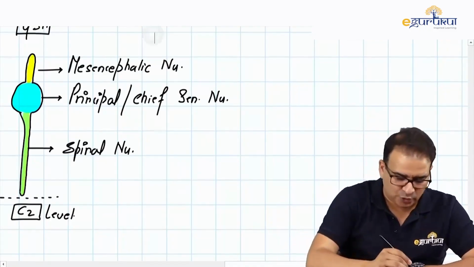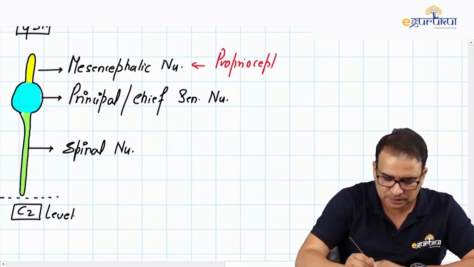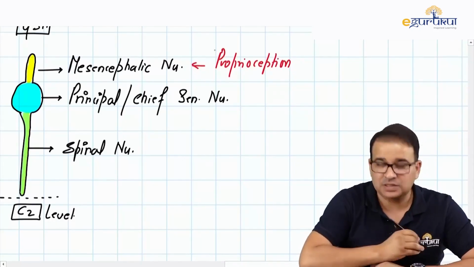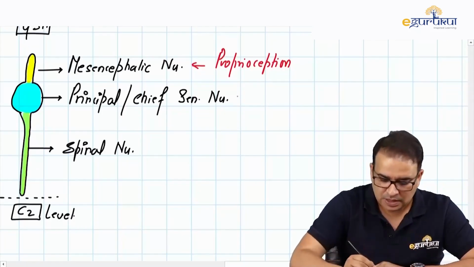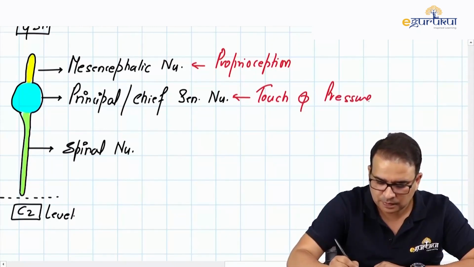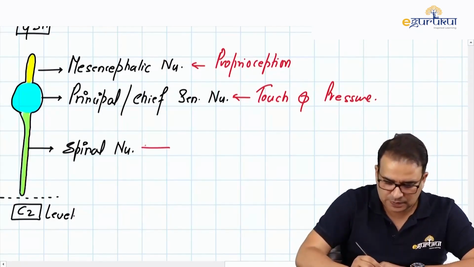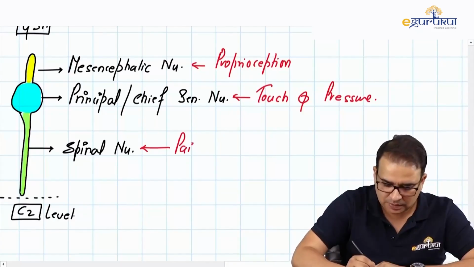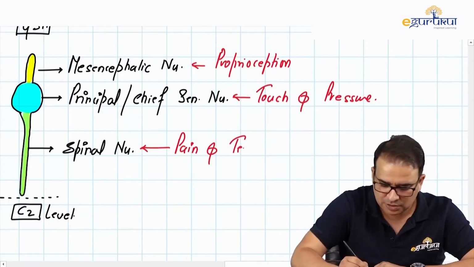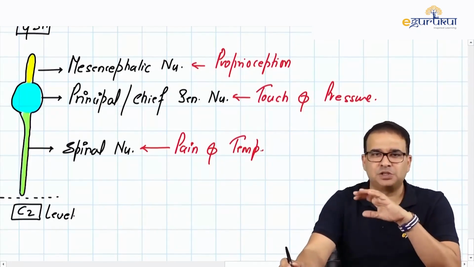So the mesencephalic nucleus is the one which will carry all the proprioceptive information. Mesencephalic nucleus is for proprioception. Principal sensory nucleus is for touch and pressure. And the spinal nucleus is the one which is carrying pain and temperature predominantly.